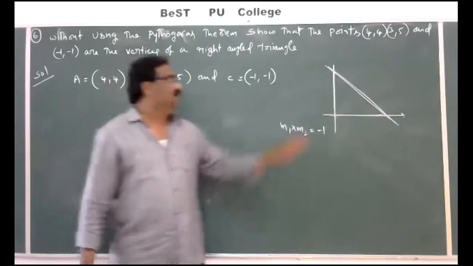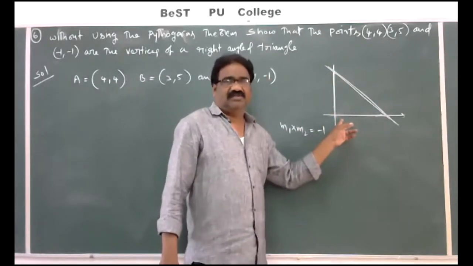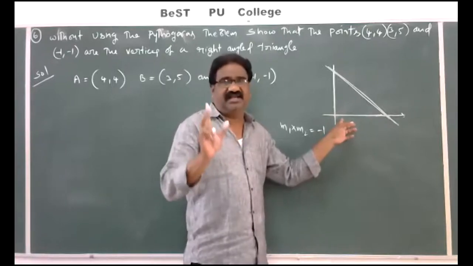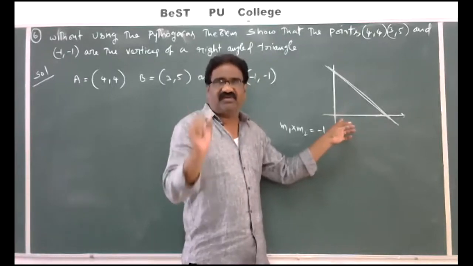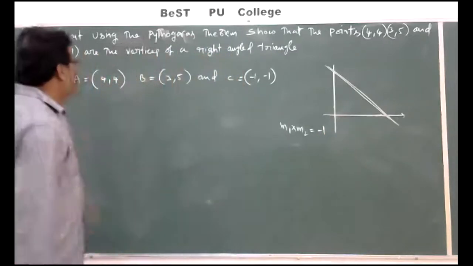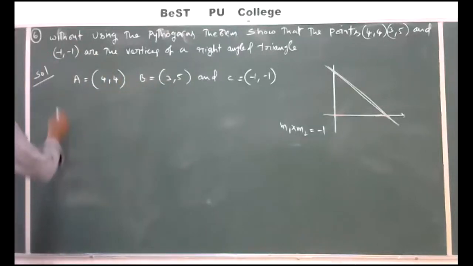In a triangle, the sum of the three angles is equal to 180 degrees. So there exists only one right angle, not two right angles, in any triangle. That's why we are not using the Pythagoras law here. You consider this is A and this is B. First you find out the slope of AB.